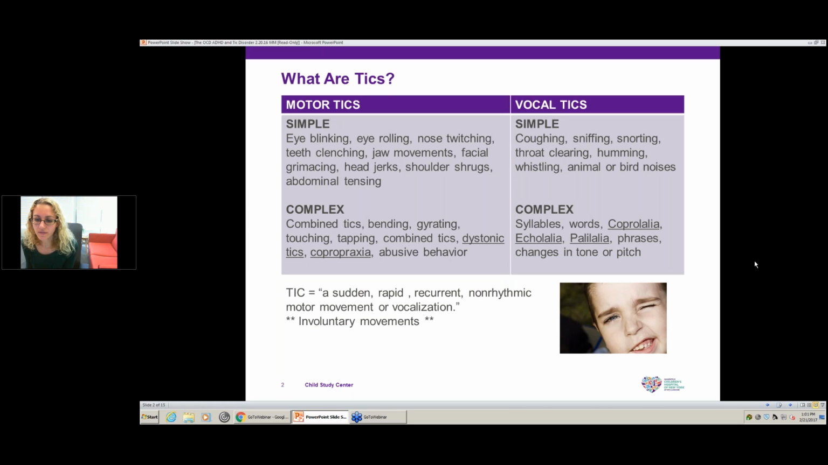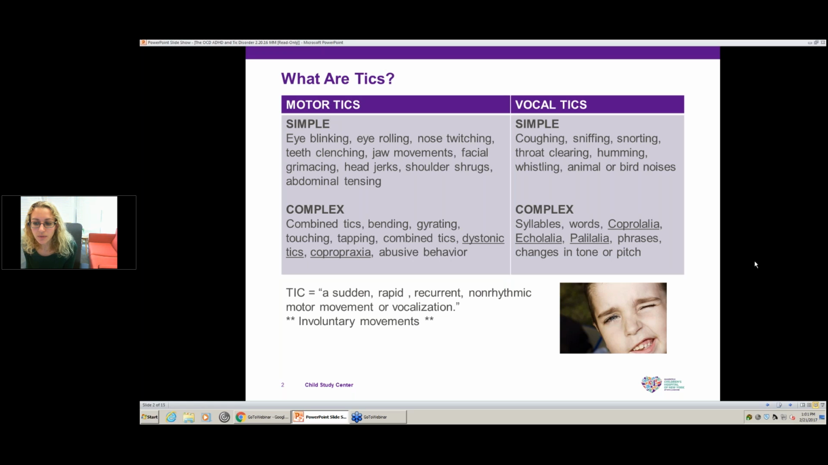So before we can even go into the connection between these disorders, I want to just overview each of these conditions so that there's a good comprehensive understanding of each of them. So starting off with tic disorders, we first need to understand what are tics. So a tic we define as a sudden, rapid, recurrent, non-rhythmic motor movement or vocalization, and these are involuntary.